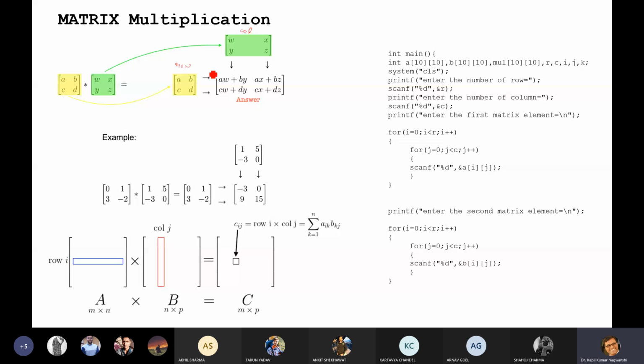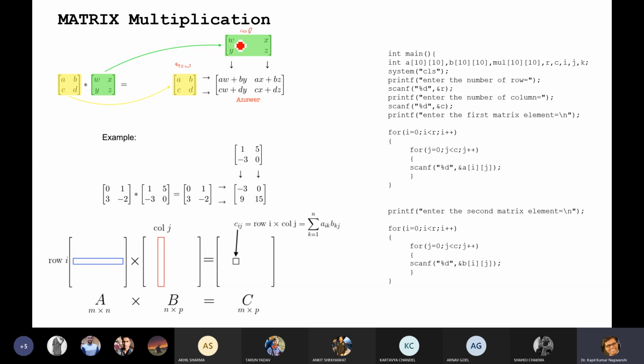Now here you can see that a is multiplied by w plus b is multiplied by y. So this will generate the first element of the resultant matrix. Similarly, a is multiplied by x and b is multiplied by z. So this will give you the first row.